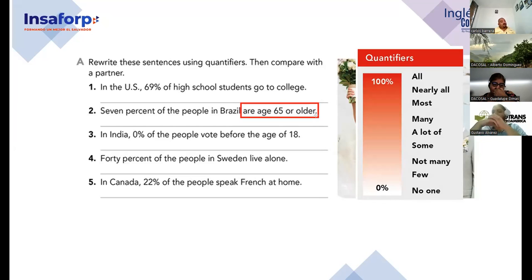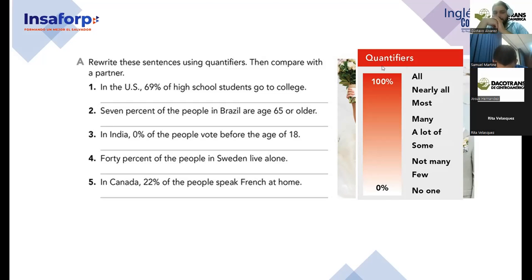Okay. For number one, in Salvador, most high school students go to the college. Most. Okay, how about number two? Excellent, number one. Number two, some people in Salvador are 65 or older. Okay, some or most. Some. ¿Quién más tiene la misma opinión? Some, or do you have a different opinion?